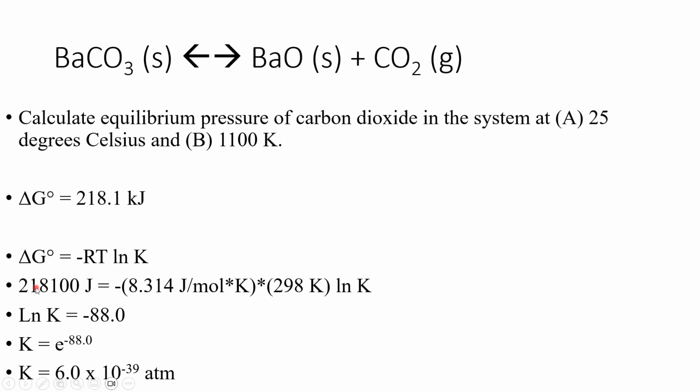That's going to be 218,100 joules divided by negative 8.314 divided by 298. And now we've got the natural log of K by itself. So if we use E, we can get rid of the natural log. So we'll just have E to the negative 88.0. And what we're going to see in that case is the partial pressure of carbon dioxide is going to be an extremely small number. It's going to be 6.0 times 10 to the negative 39th atmospheres.